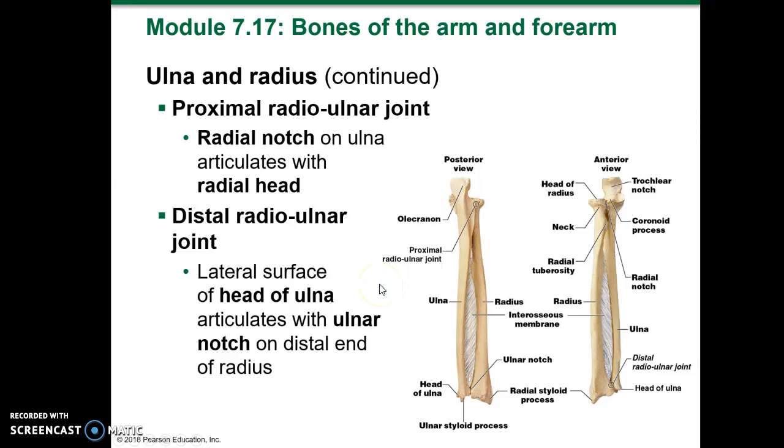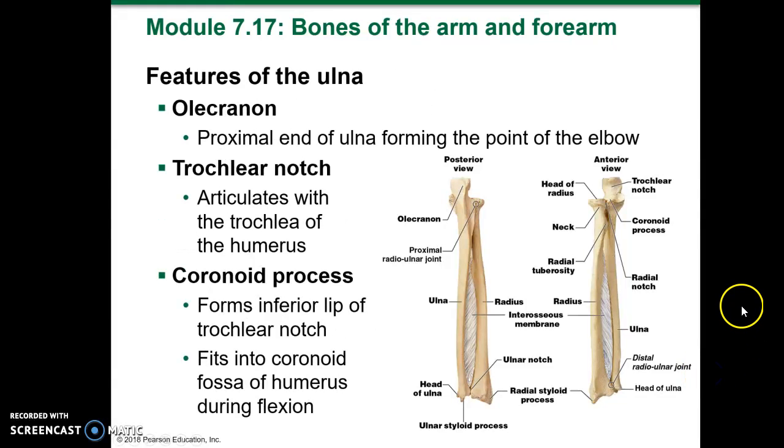So as I was saying in the previous video, the distal radial ulnar joint is the point at which we have the lateral surface of the head of the ulna articulating with the ulnar notch on the distal end of the radius. Let's look closer at the ulna.